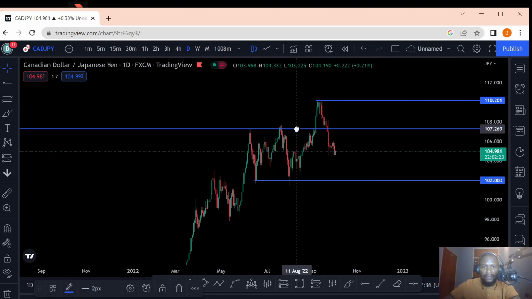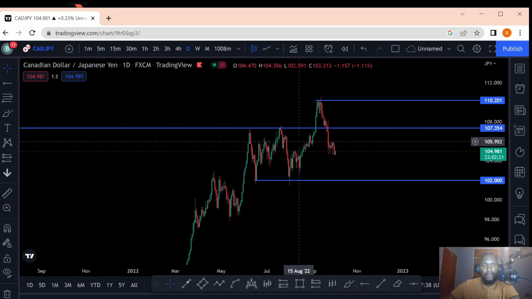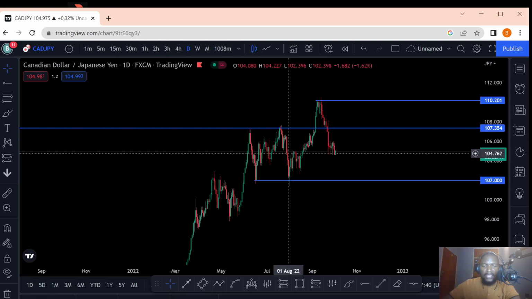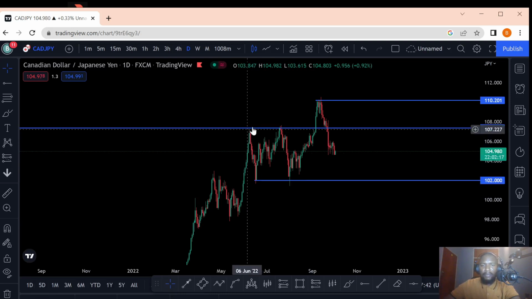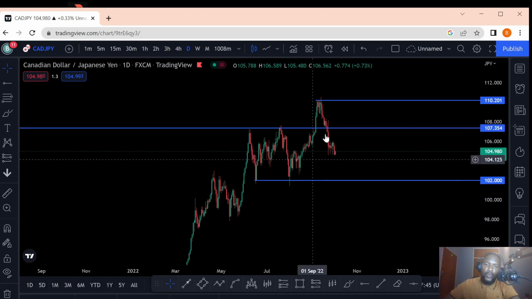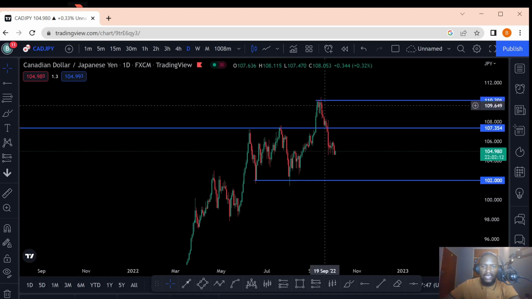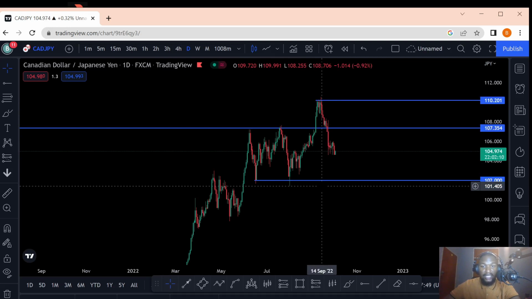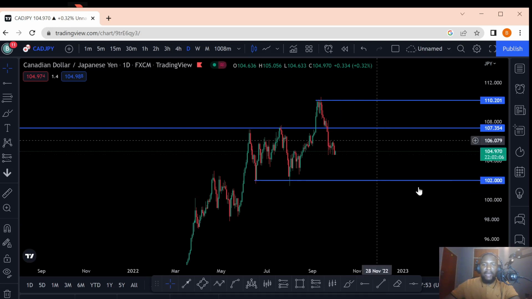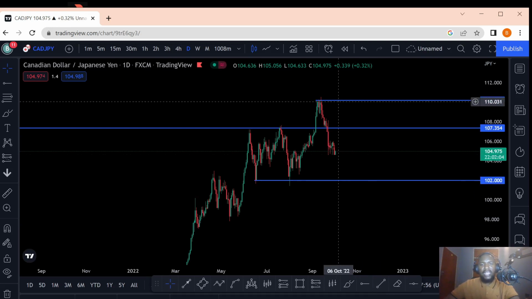So if you can carefully look into the structure of CAD JPY, it gave us some sort of double top right there, but it went to the outside with an impulse and came back with an impulse into the inside of it, right? The question is, what is really happening right here? So let us find out.